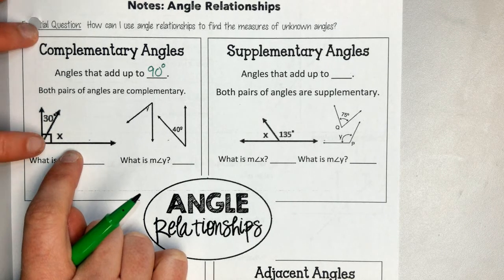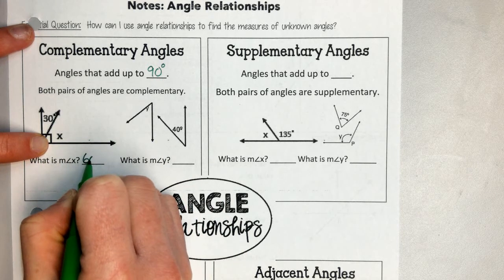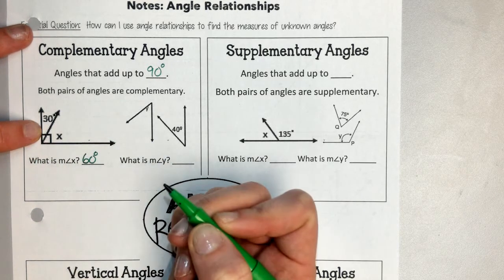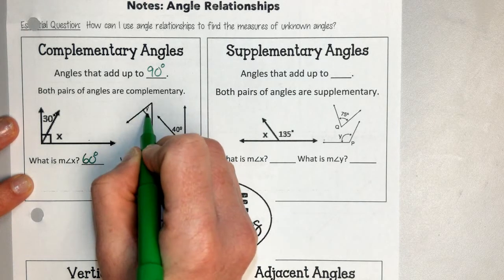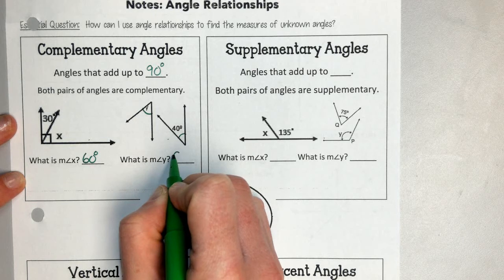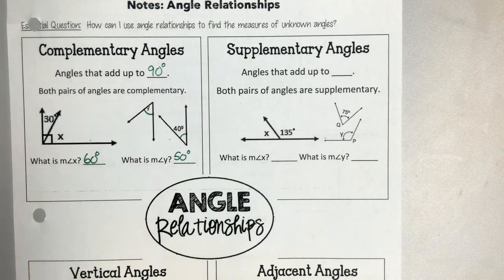If one is 30, what's the other? 60 degrees. 90 minus 30 is 60. If this angle is 40 degrees, what's this missing angle? 50. 90 minus 40 is 50. So complementary angles add up to 90 degrees.